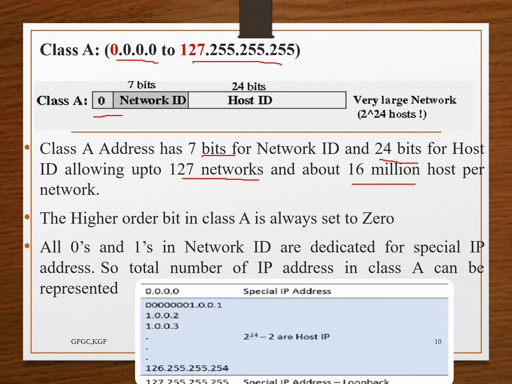All zeros and all ones in the network ID are dedicated for special IP addresses. The special IP addresses are a few address spaces which cannot be used on the internet. So the total number of IP addresses in Class A can be represented as shown. 0.0.0.0 is a special IP address assigned to the default network address, and it cannot be used by a host. And 127.255.255.255 is a special IP address, a loopback address used to test the networking applications.